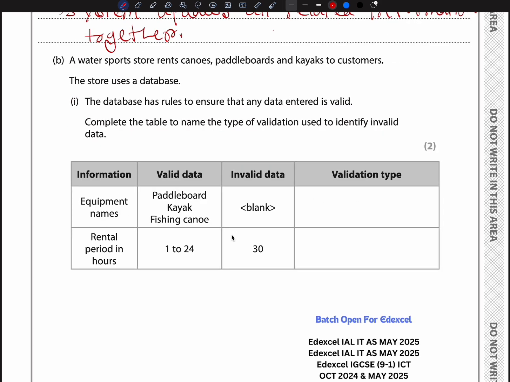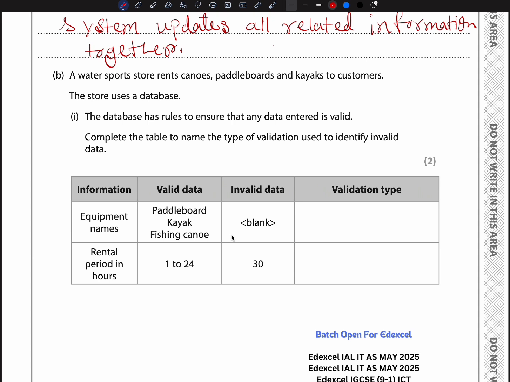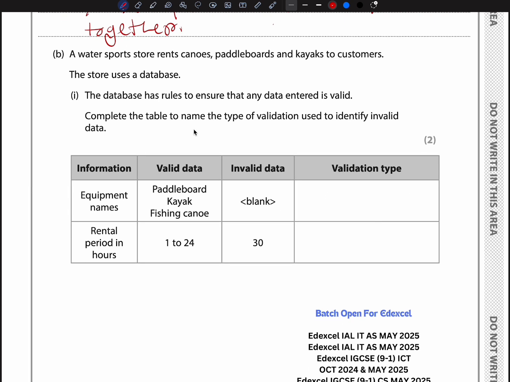Now move to question number B, which is: a water sports store rents canoes, paddle boards and kayaks to customers. The store uses a database. Number 1: the database has rules to ensure that any data entered is valid. Complete the table to name the type of validation used to identify invalid data. So what type of validation can a software or a system use to identify the data?